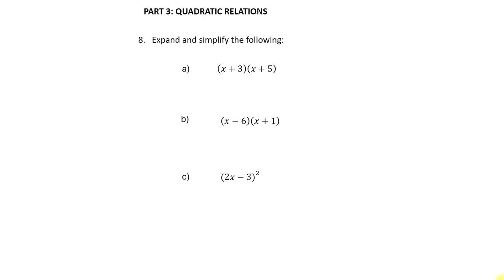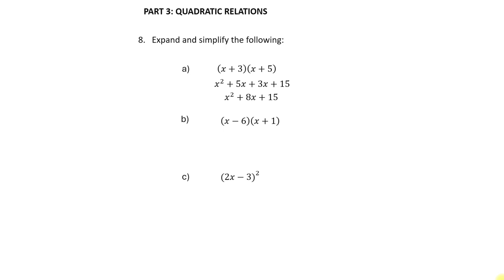Part 3, Quadratic Relations. Expand and simplify the following. x plus 3 times x plus 5. We use our FOIL method. First, outside, inside, last. For our second line for a, we end up with x squared plus 5x plus 3x plus 15. We gather our like terms, and we end up with x squared plus 8x plus 15.